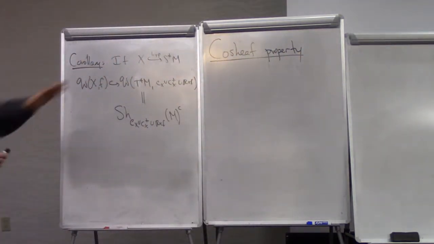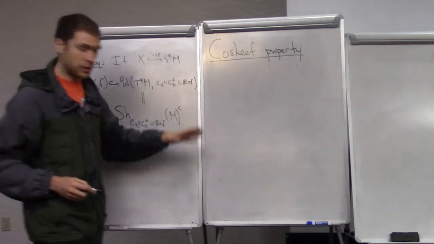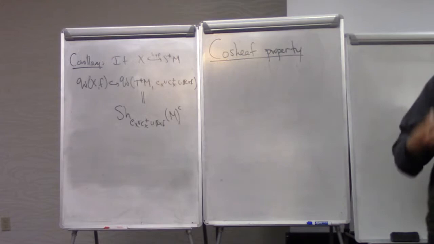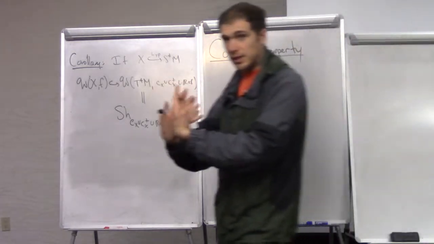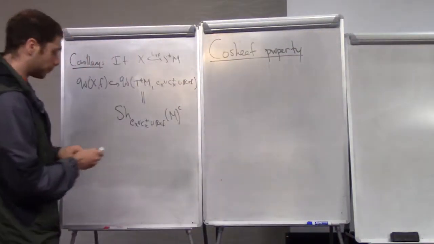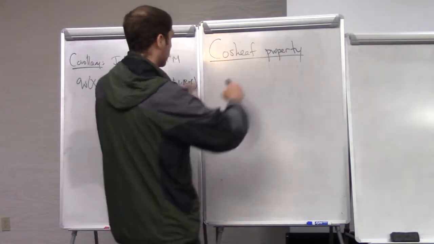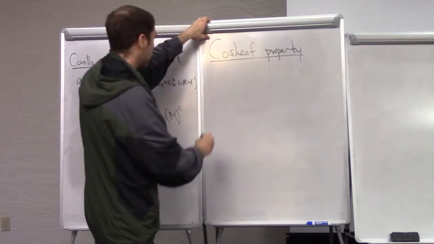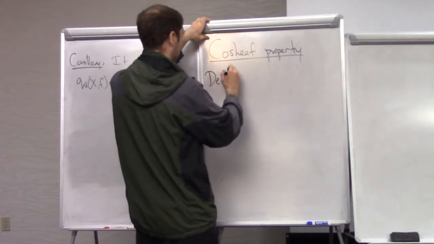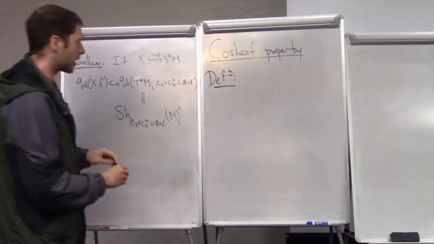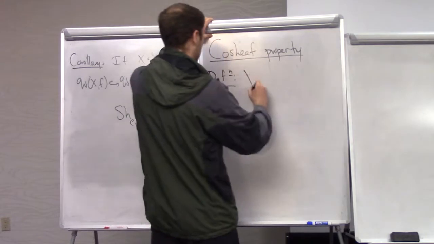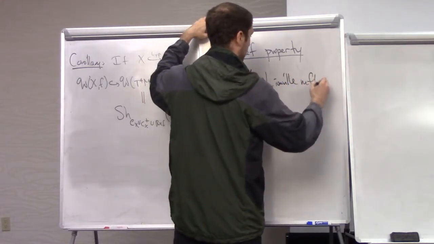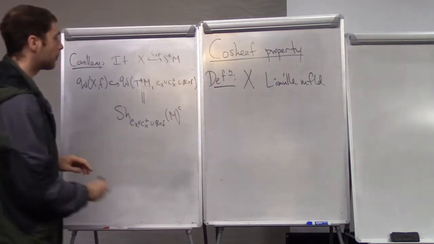So I talked about this Mayer-Vietoris theorem last time. That's somehow the Cauchy property for covers of two guys. What about for covers of n guys? For that, we need this notion of what I'll call an admissible cover. So let's say X is a Liouville manifold.